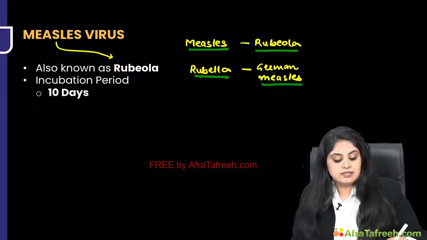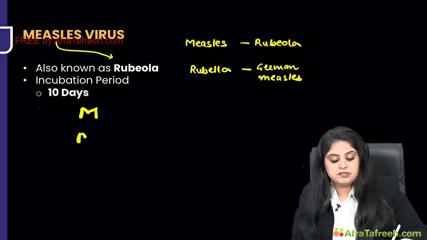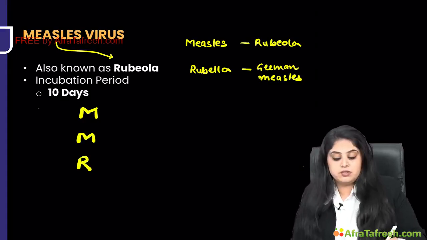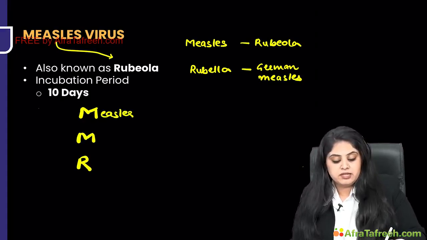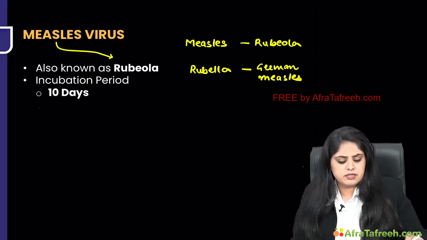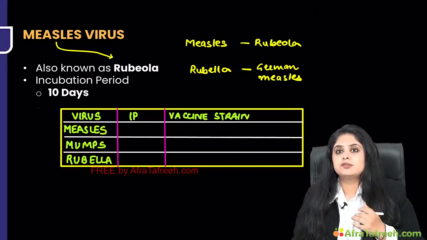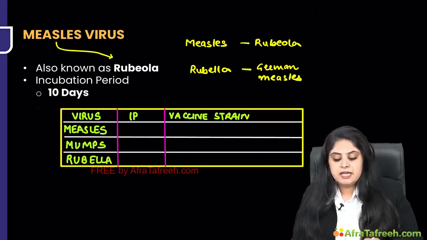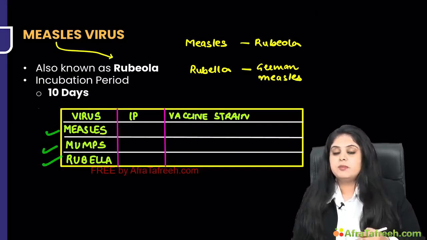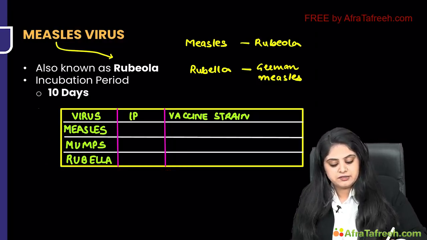One thing to note: their incubation periods. I am telling you measles, mumps and rubella's incubation periods together. Let me just finish off all of the vaccines also, because then pediatrics is done. Let's talk about measles, mumps and rubella. For measles, the incubation period is going to be 10 days. 10 days as soon as you get a question.